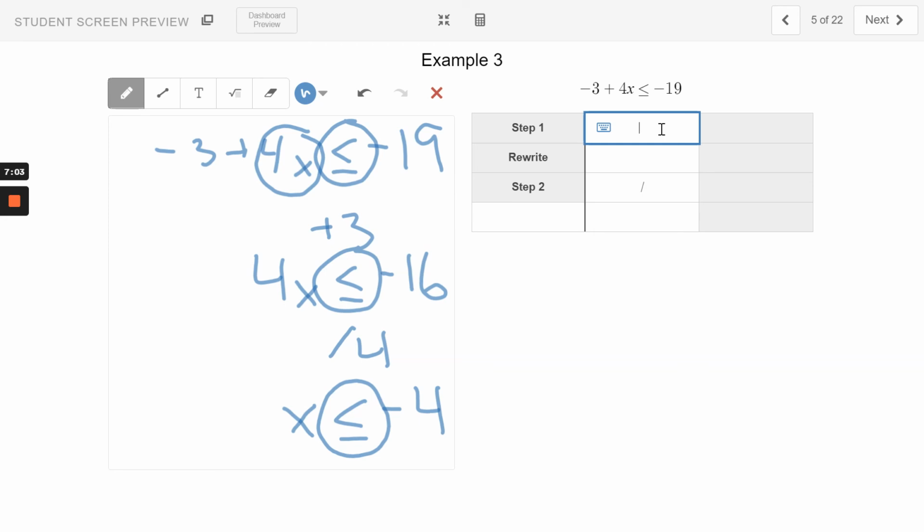In step 1, the opposite of minus 3 is plus 3. We got 4x. Remember, to get less than or equal to, you press the less than sign. And then to show or equal to, you also press the equal sign, and you'll get the line underneath, negative 16. We divided by 4. Because we divided by a positive number, there's no need to flip the sign, and we get x is less than or equal to negative 4.